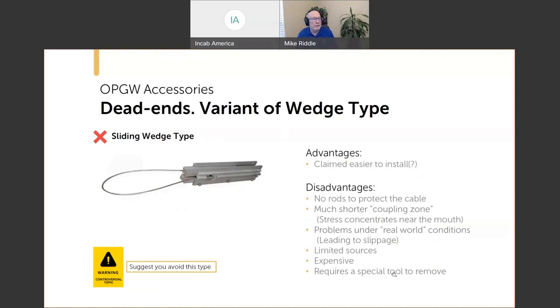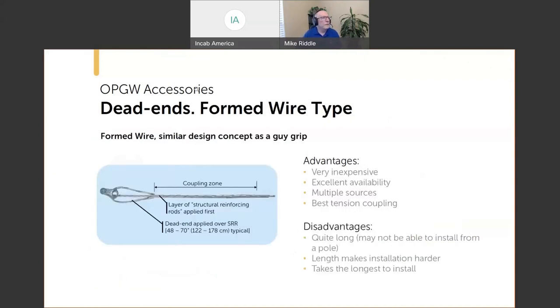It's not really developing its full holding strength because it's holding too well here, but not well enough in the back. That part is my opinion, but it's not an opinion. It's a fact that these have slipped in the field. It's also a fact that it offers a very short coupling zone, which is not as good for my cable, so I don't like it.